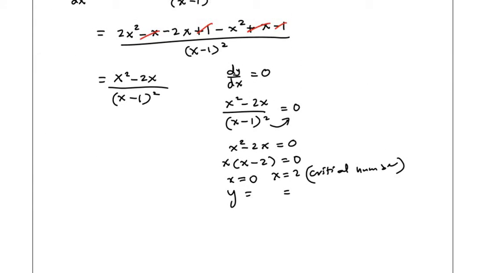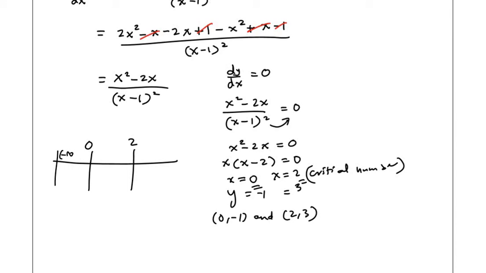Okay, so when x is 0, y is negative 1. When x is 2, y is 3. Okay, so our critical points are (0, negative 1) and (2, 3). Okay, next we have to check the nature of these points. So we take our critical numbers, which are 0 and 2, and then we build a table.